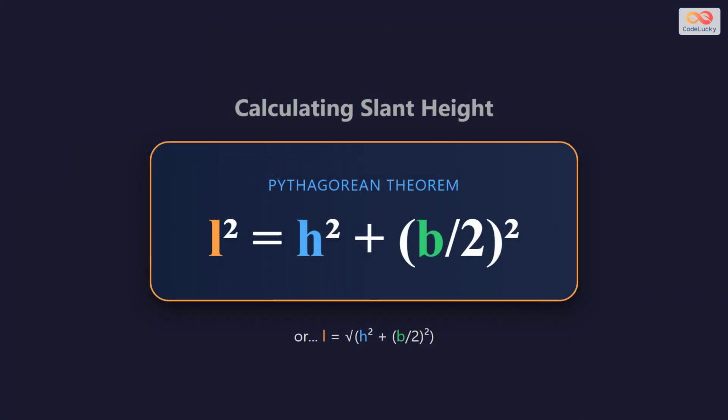Because of that right triangle, we can use the Pythagorean theorem. The slant height squared equals the vertical height squared plus half the base squared. Or, simply take the square root of the sum of the squared legs to find L.